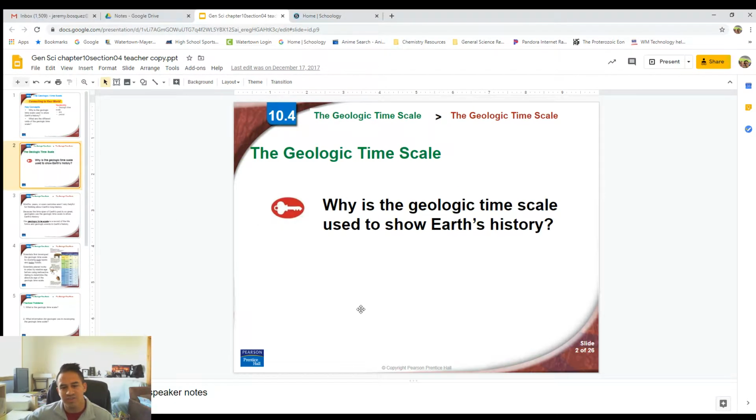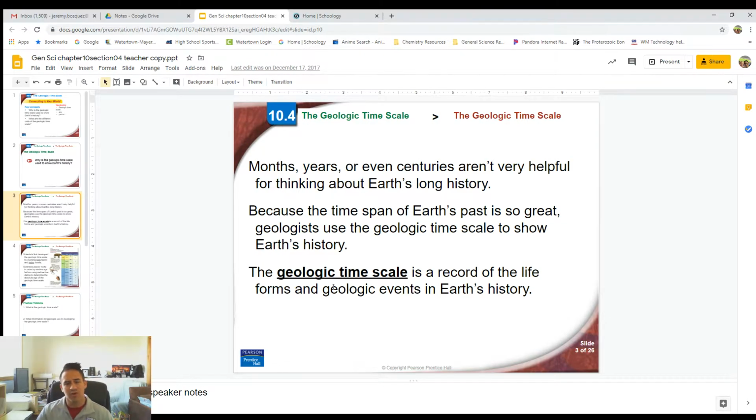All right, so what is the geologic time scale and why is it used to show Earth's history? So obviously, our Earth has been along for a very, very long time. We estimate that it is about 4.5 billion years old. So months, years, even centuries are not very helpful when we're talking about Earth's history because that's just a blip in time for the Earth.